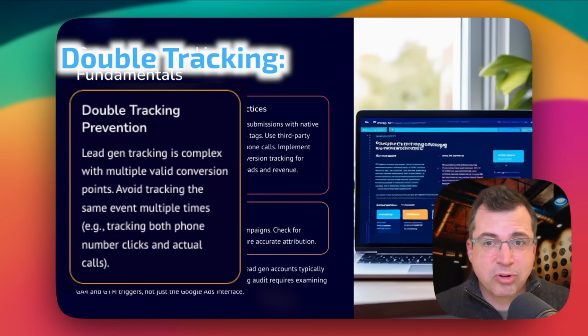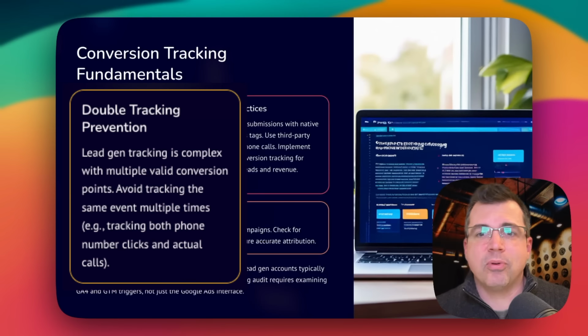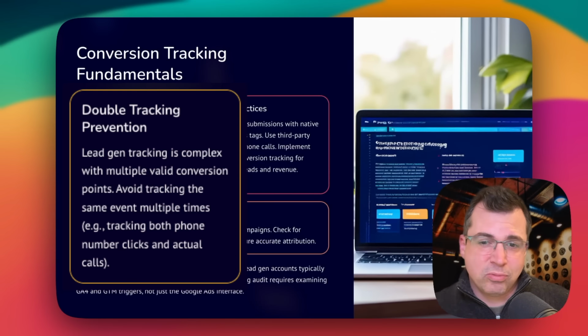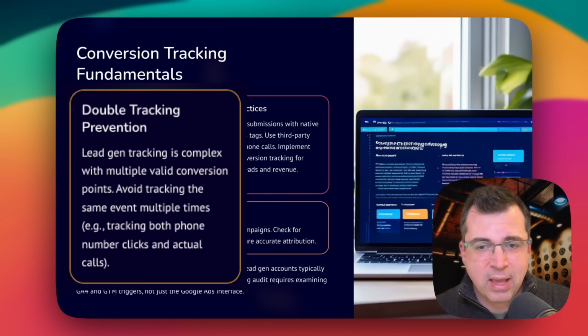However, double tracking happens when you track the same event multiple times. For example, you track the click on a phone number and you also track the phone call with CallRail, or you track the form submission with GA4 and import it to Google Ads, and you also have a native Google Ads tracking that tracks the very same form submission. However, sometimes you even want to distinguish between different forms.